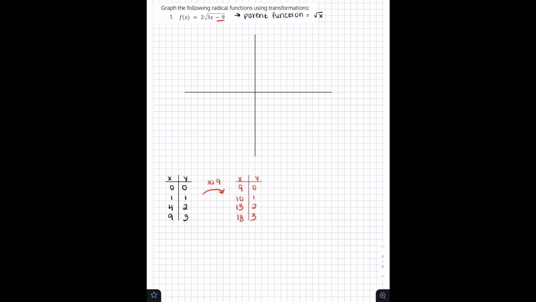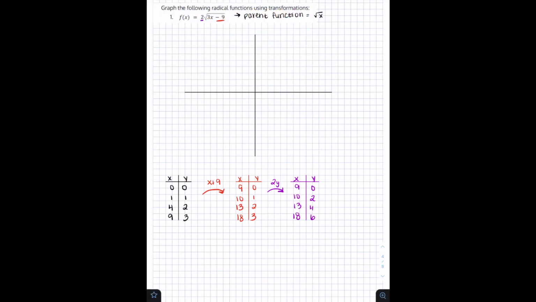The next transformation we're going to look at is our 2. So our 2 out in front is the same as the variable a, and our variable a told us that it could be a vertical shrink or stretch. Because 2 is greater than 1, we know it's a stretch. And so what we do here is we multiply our y's by 2. So we're going to keep our x's and take our y's, multiply them by 2. So 0 times 2 is 0, 1 times 2 is 2, 2 times 2 is 4, and 3 times 2 is 6.